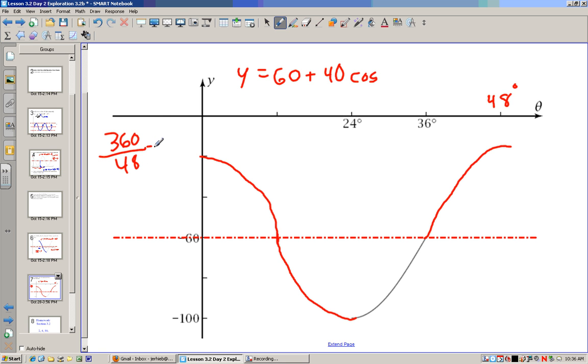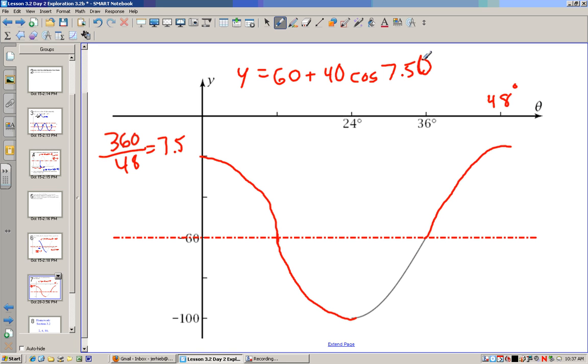Now to figure out the horizontal dilation, it's usually 360. And if I divide that by 48, 360 divided by 48, it doesn't come out evenly, but it comes out to 7.5. So we shrink it by a factor of 7.5. And this isn't moved to the right or to the left because the cosine starts at the top. So it's just 7.5 theta.